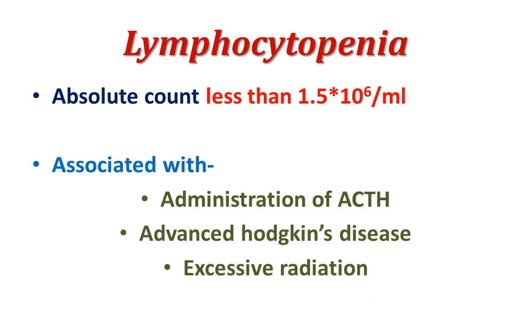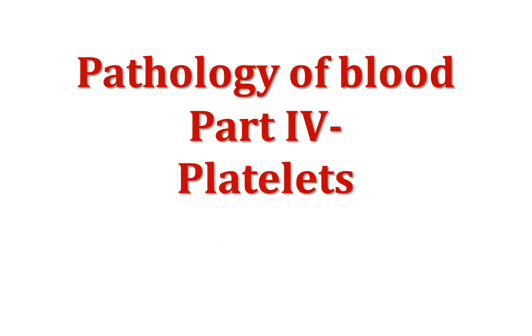When the absolute count of lymphocytes is decreased, it is termed lymphocytopenia. It is associated with therapy of the adrenocorticotropic hormone, patients with Hodgkin's disease, and when the patient is exposed to more radiation. The next part is on platelets.